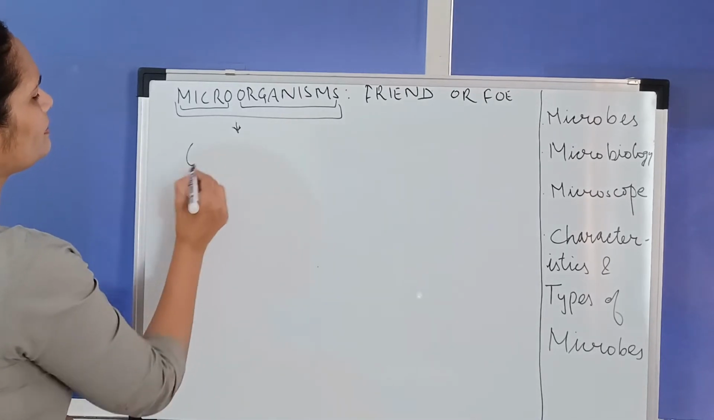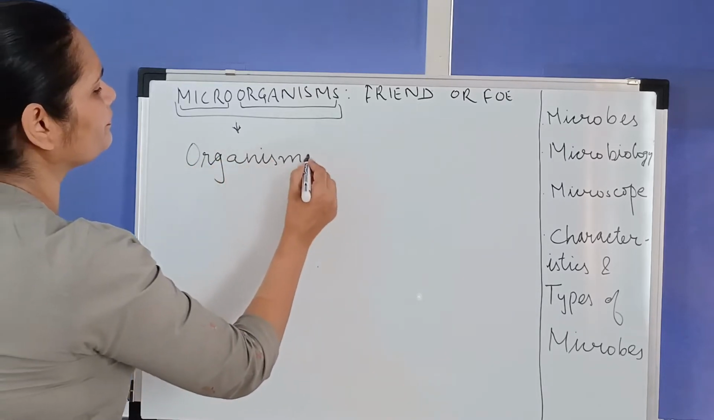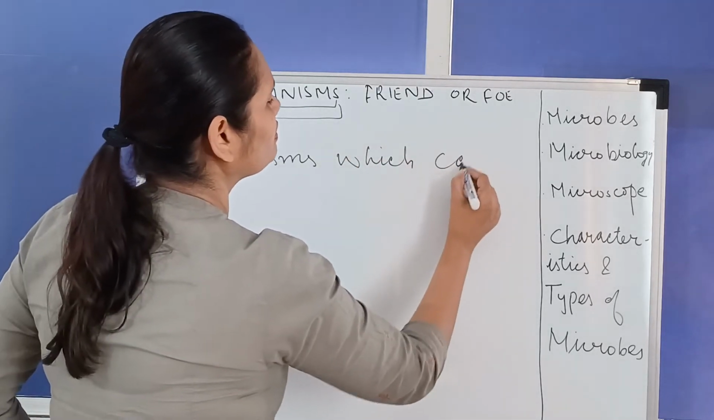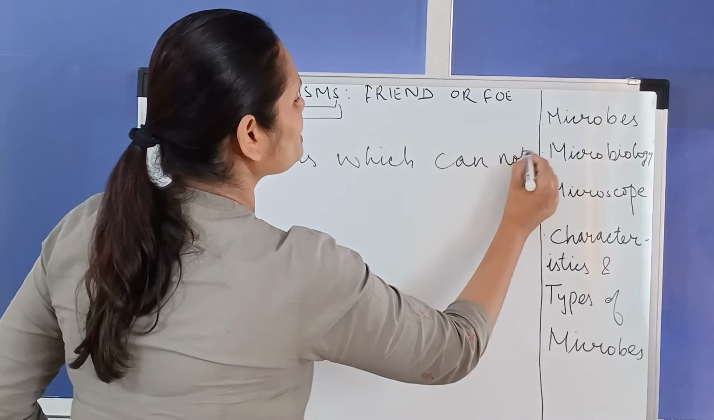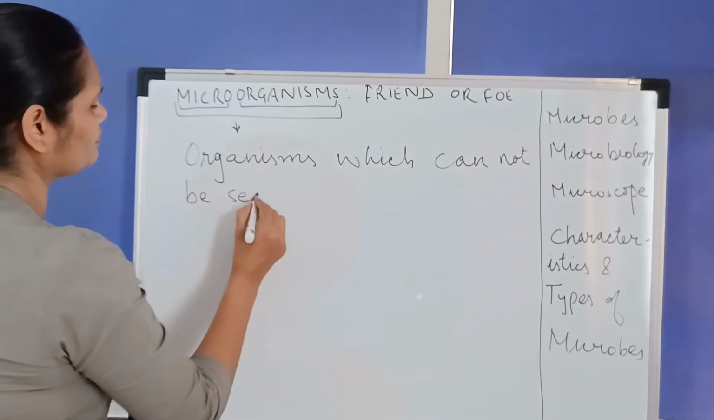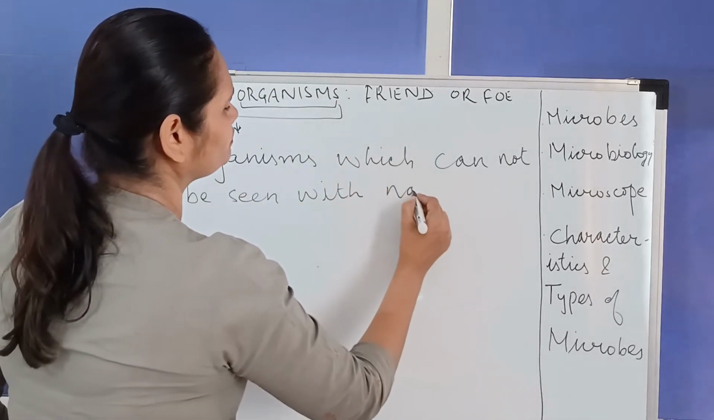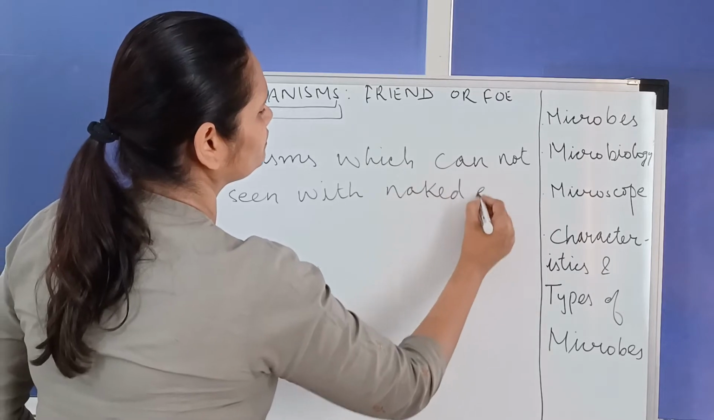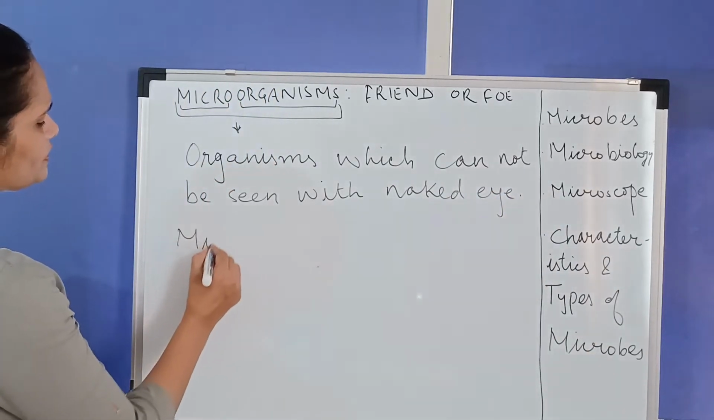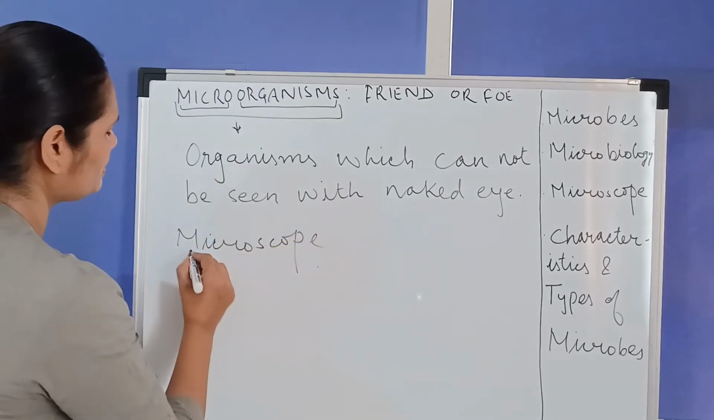So microorganisms are organisms which cannot be seen with the naked eye. They can be seen with the help of a microscope.